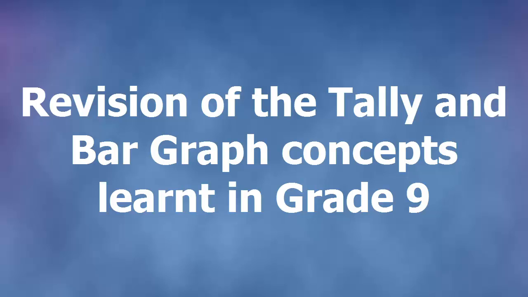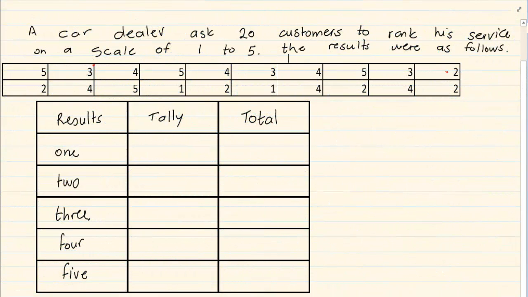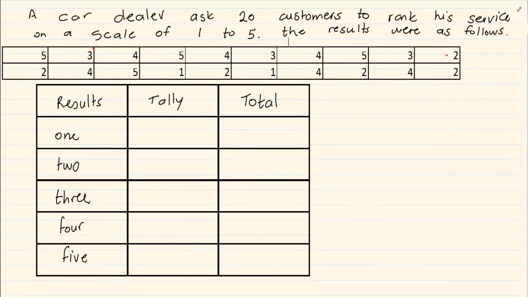Today we are doing a revision exercise of the tally and bar graph for grade 9. Now, the information goes as follows. A car dealer asks 20 customers to rank his service on a scale of 1 to 5. The results were as follows. So the table is given to us and these are the 20 people and what they had said. So some have voted 5, some had voted 3, and so on.